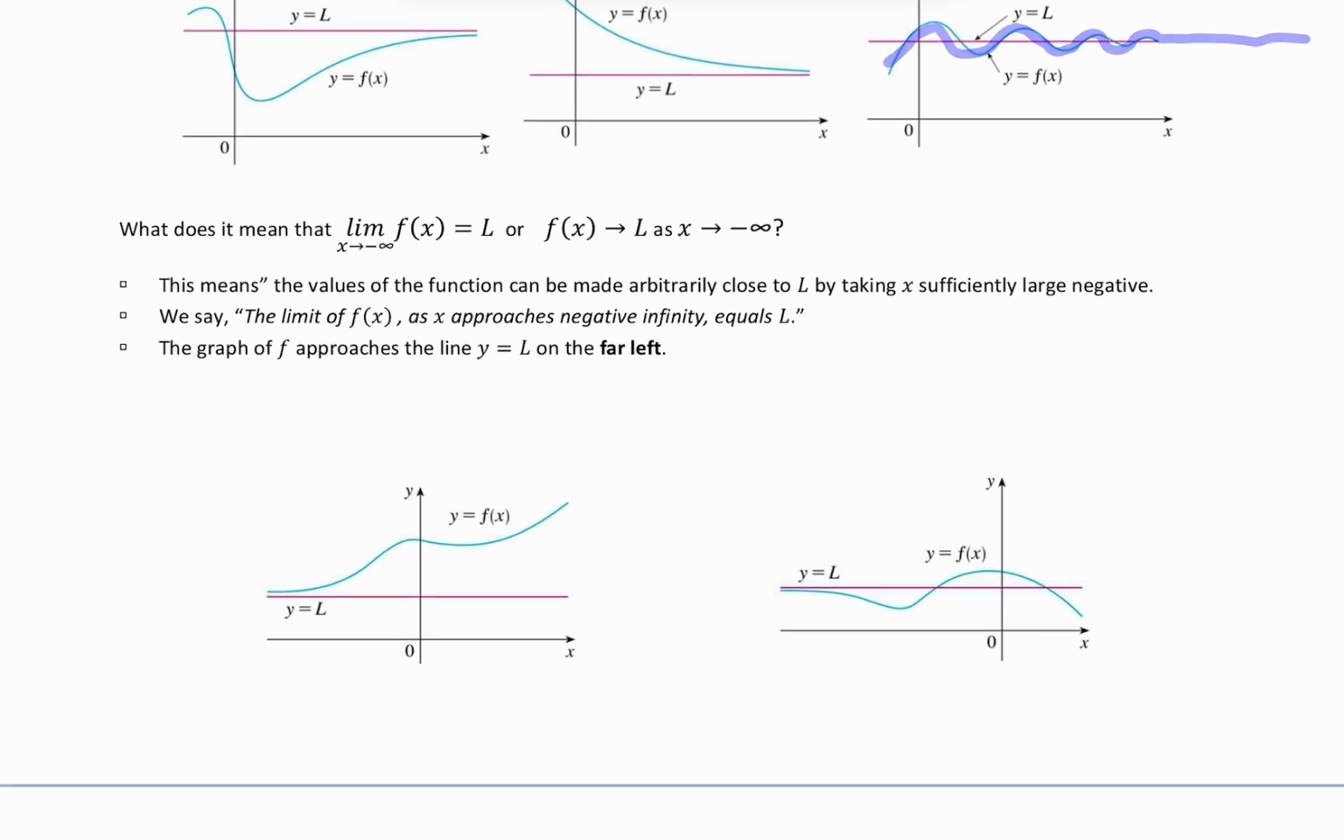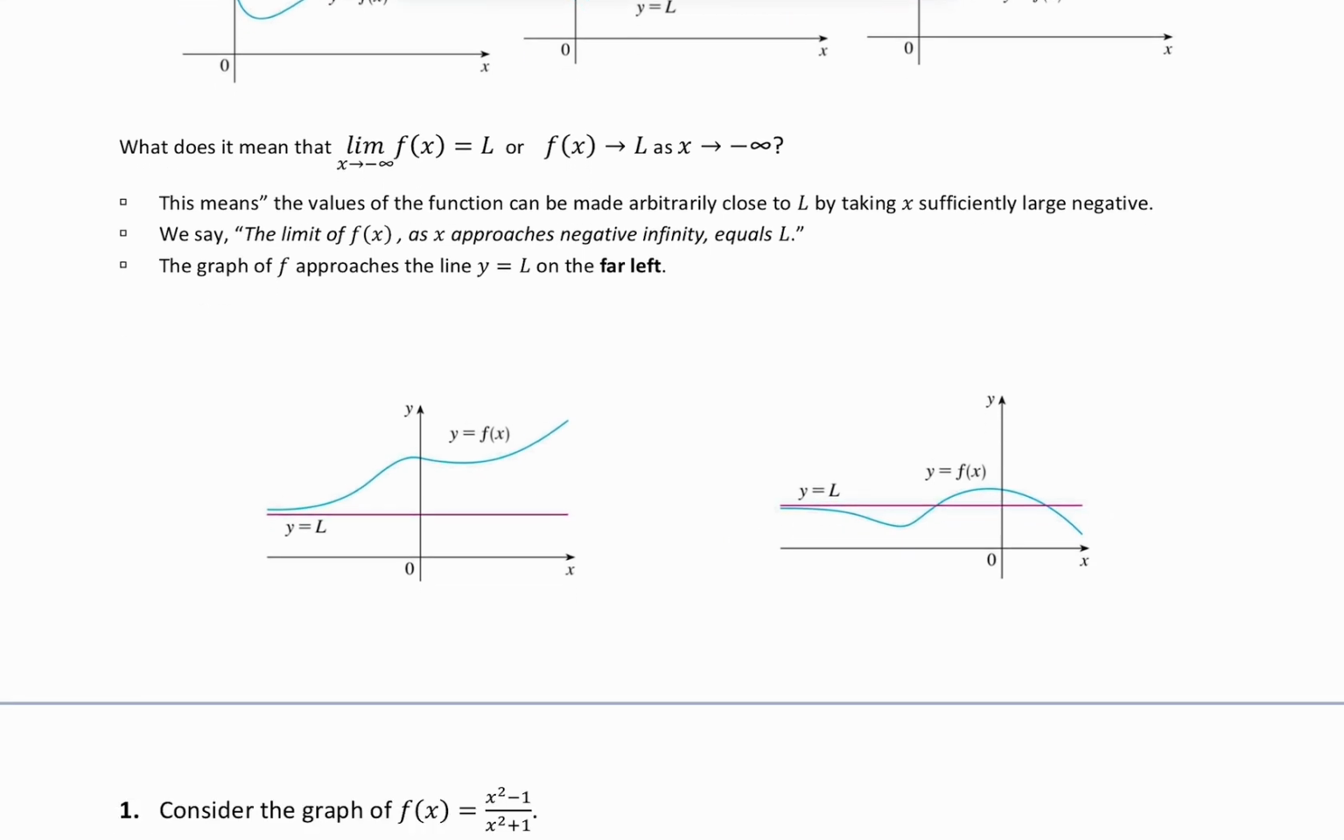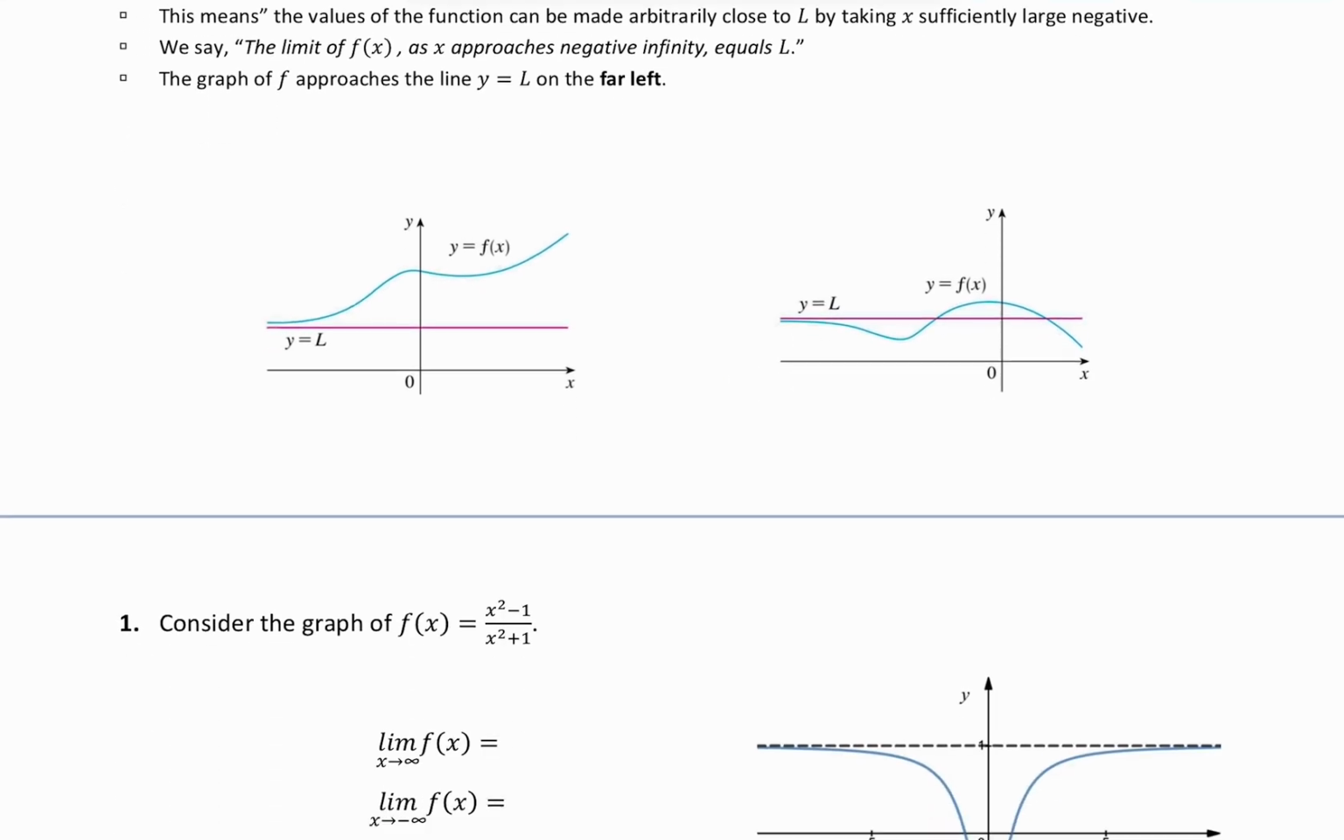Our left-hand limits are the same, except now we're going left. So it can cross over the horizontal asymptote at some point in the graph, but as we get further and further and further to the left, the blue line gets closer and closer to that limit of the pink line. So that means we have a limit at infinity, or a horizontal asymptote.